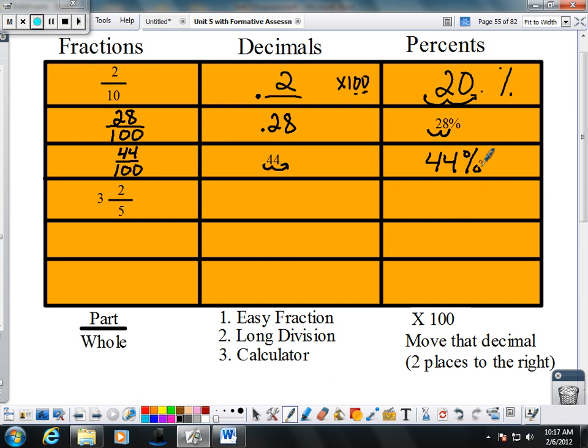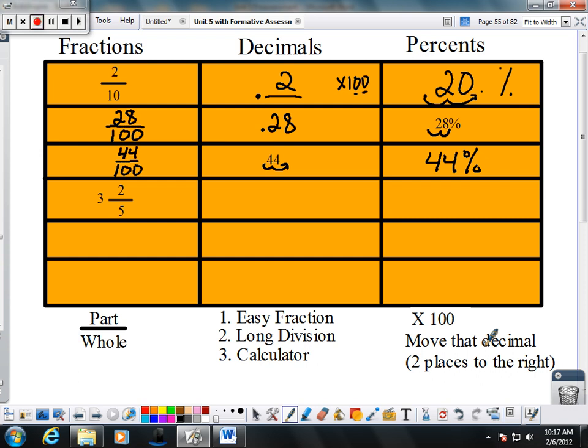Converting between fractions, decimals, and percents is really, really easy. To go from a fraction to a decimal, you can make it an easy fraction, you can do long division, or you can use your calculator. And to go from decimals to percents, you can use your calculator by multiplying the decimal by 100, or all you have to do is just move the decimal 2 places to the right.